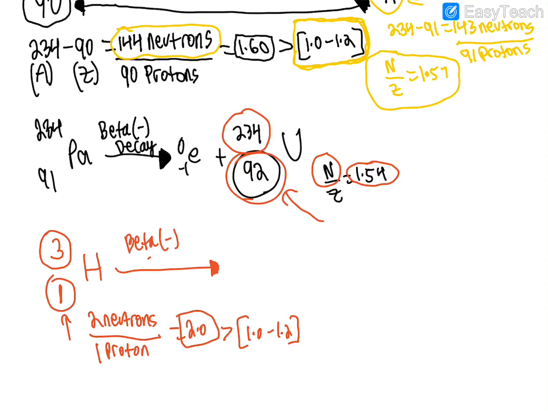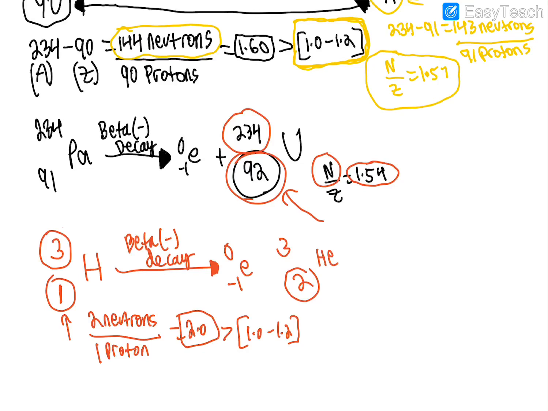Beta negative decay. And we said that what happens, right? A neutron's going to eject an electron, becoming a proton, staying the same mass number because, remember, a neutron and a proton have almost the same mass and they replace each other. All right, and now if you go to the periodic table and look at which element has atomic number of 2, you're going to find that it's helium.